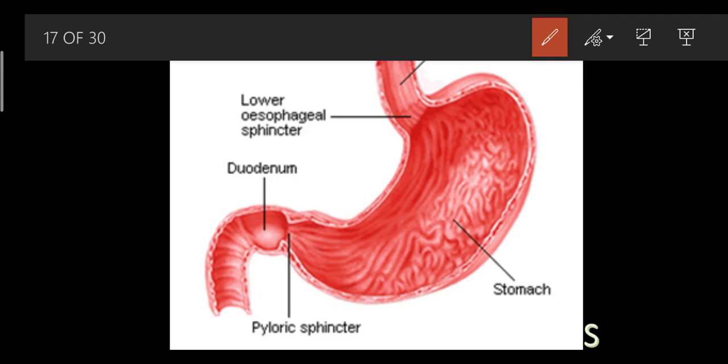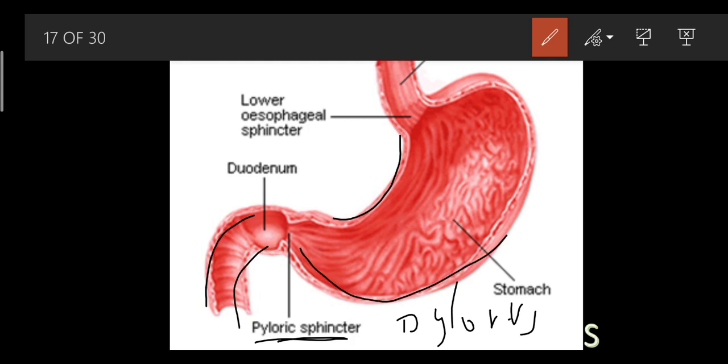And there is one more sphincter muscle which is called the pyloric. In your text, you will see they have written the word pylorus. Pylorus and pyloric are one and the same. Where is this pylorus muscle present? It is present at the opening of the stomach into the intestine. The stomach part ends here, and from there is the starting of the small intestine.